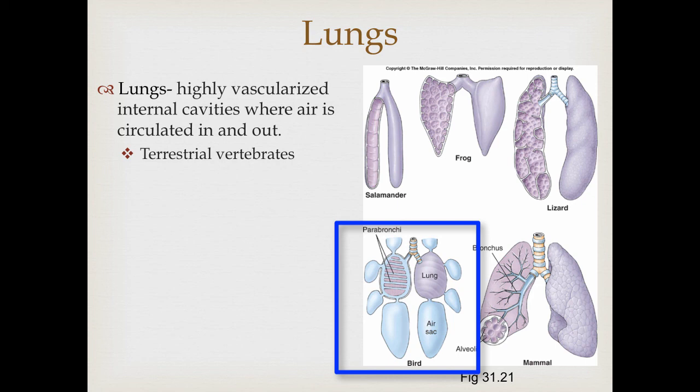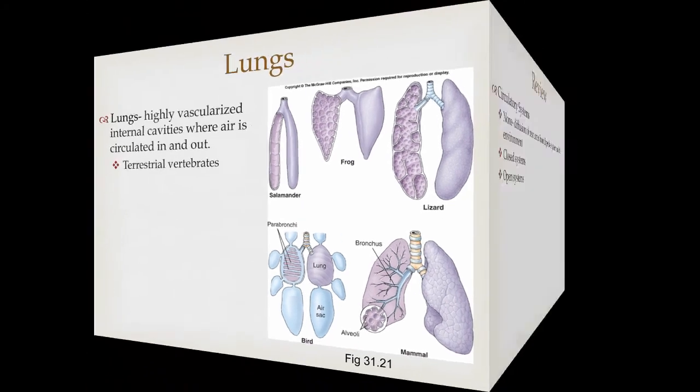And they have a much more complex system, not only dealing with lungs, but these structures called air sacs. And when we talk about birds, we'll go into more detail about what makes this a much more efficient system.